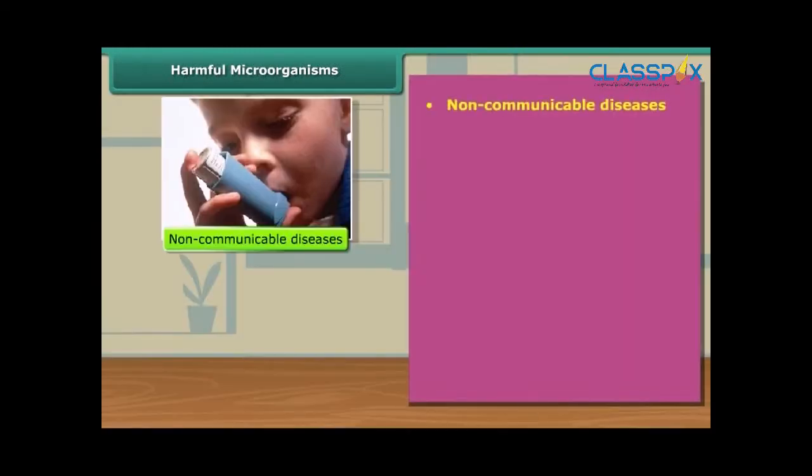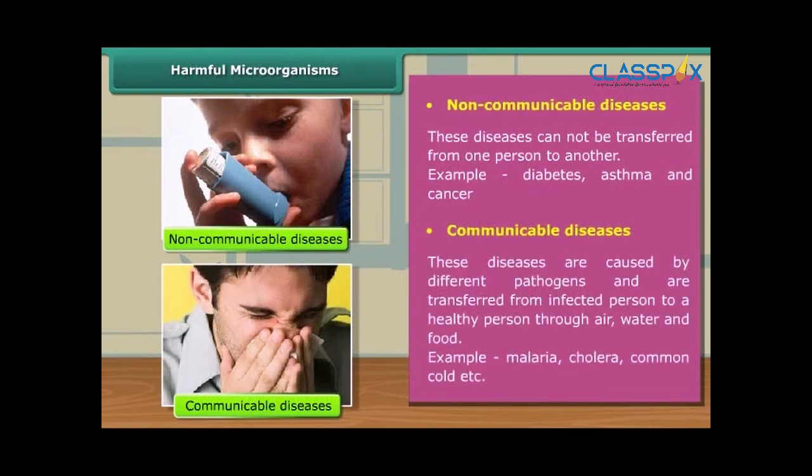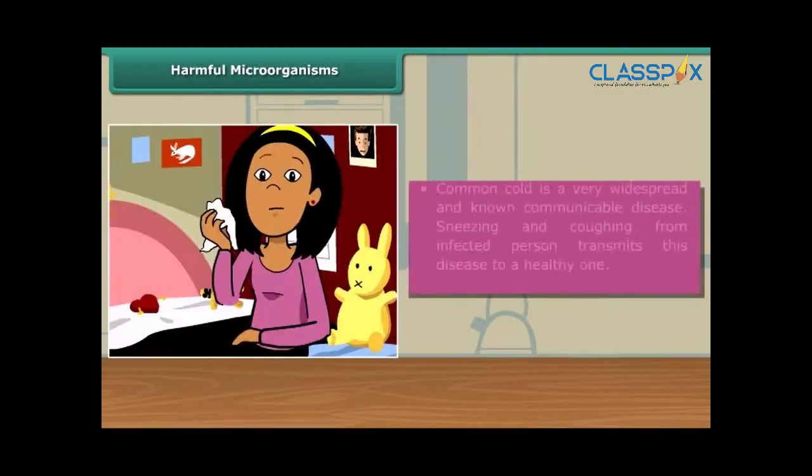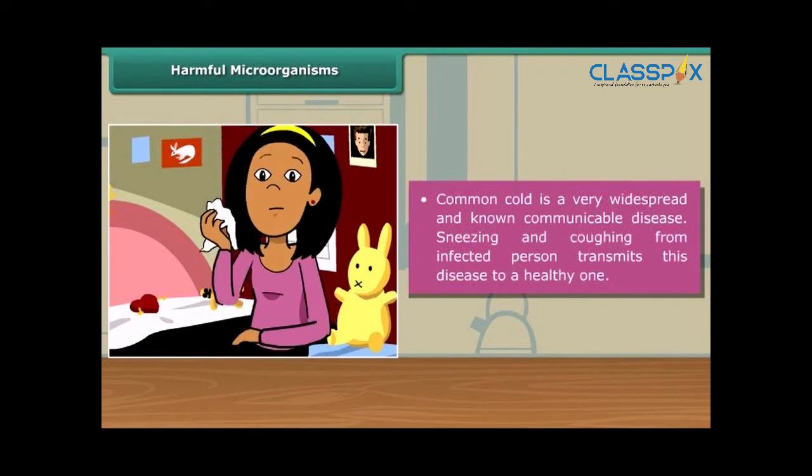Non-communicable diseases cannot be transferred from one person to another, while communicable diseases are transferred from an infected person to a healthy person by means of air, water, food, etc. Common cold is a very common example of a communicable disease.